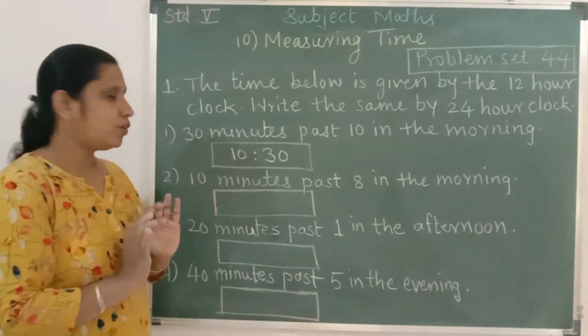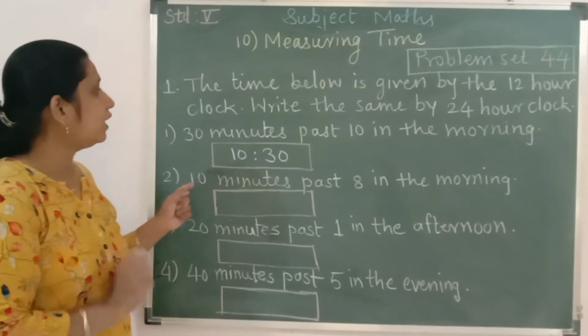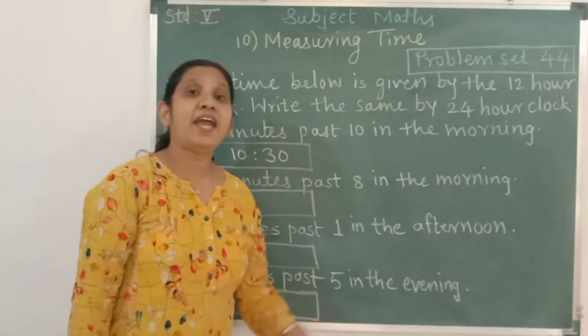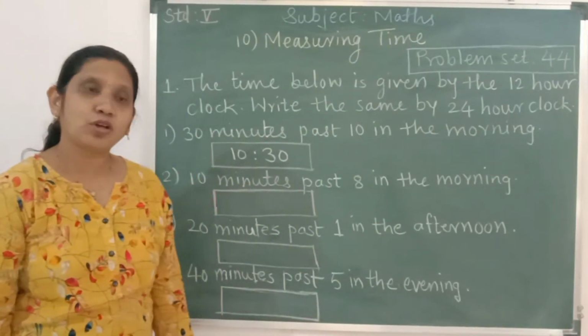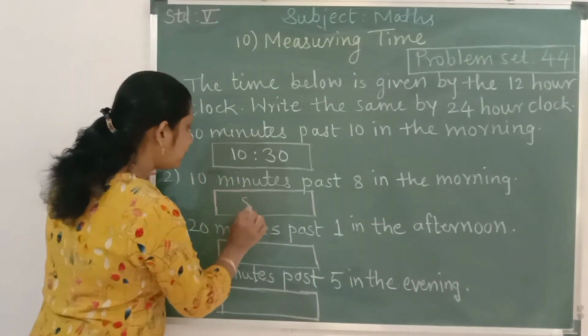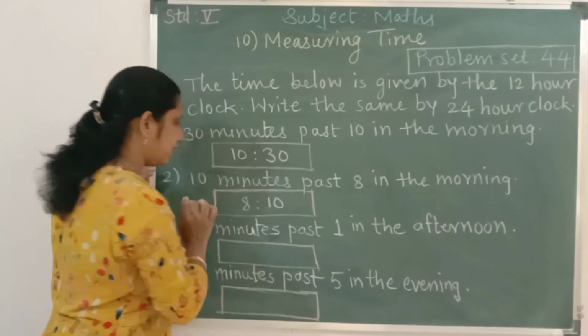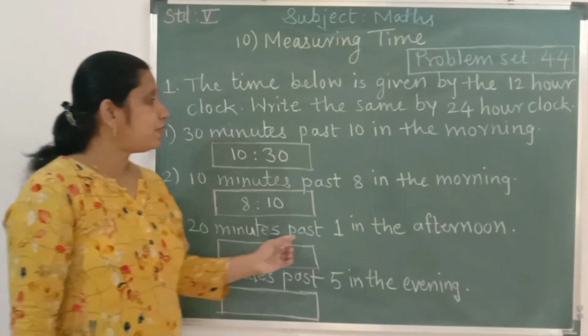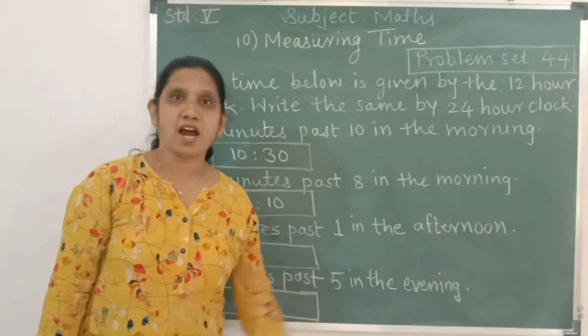10:30. Okay. Now see the second one. 10 minutes past 8 in the morning. This is also AM. So what will be the timing? 8:10. Now 20 minutes past 1 in the afternoon.